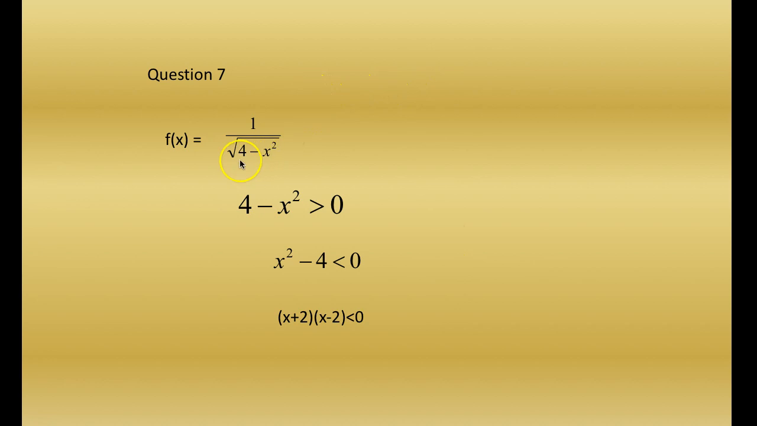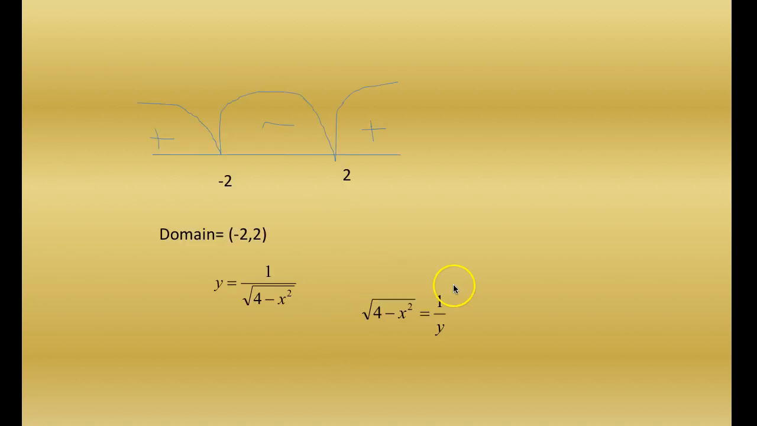Coming to the next question, f(x) equal to 1 by root 4 minus x squared. Here 4 minus x squared being the denominator, it is greater than 0. We cannot have it equal to 0. Again, we need the positive coefficient of x squared. So x squared minus 4 less than 0. Factorizing, you get x plus 2 into x minus 2 less than 0. So the roots would be minus 2 and 2. Again, considering the number line, dividing it into intervals and marking alternate plus and minus starting from the rightmost interval, it is negative between minus 2 to 2. Because we have the strict inequality, your domain would be the open interval minus 2 to 2.